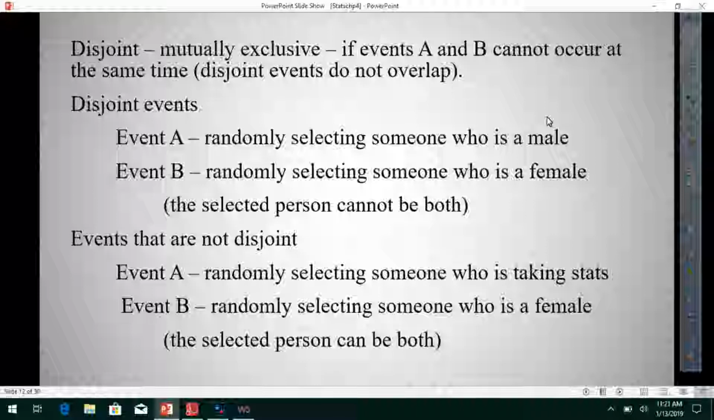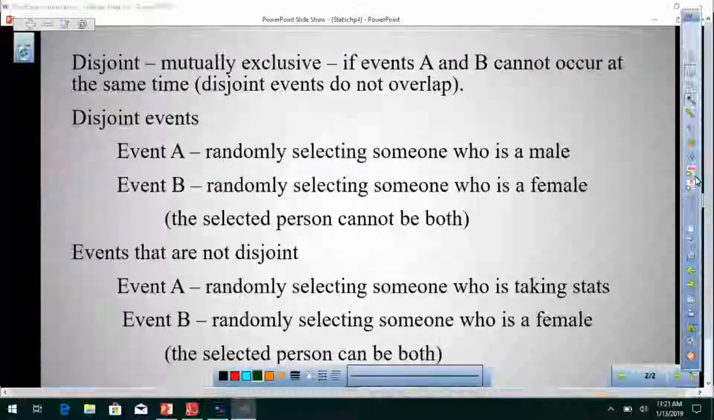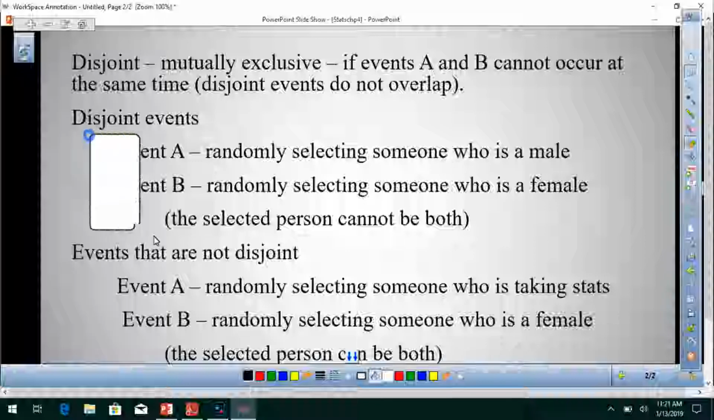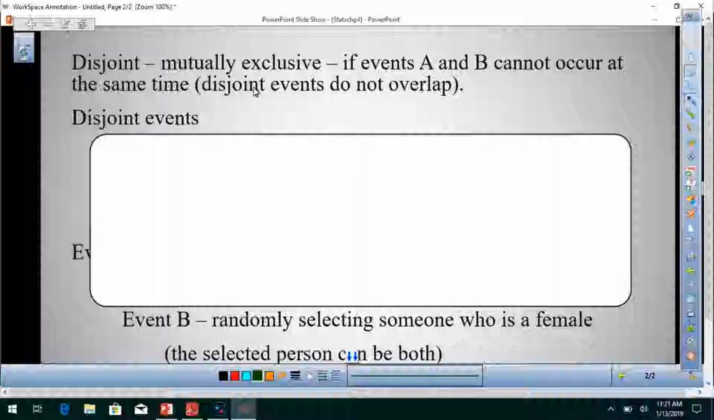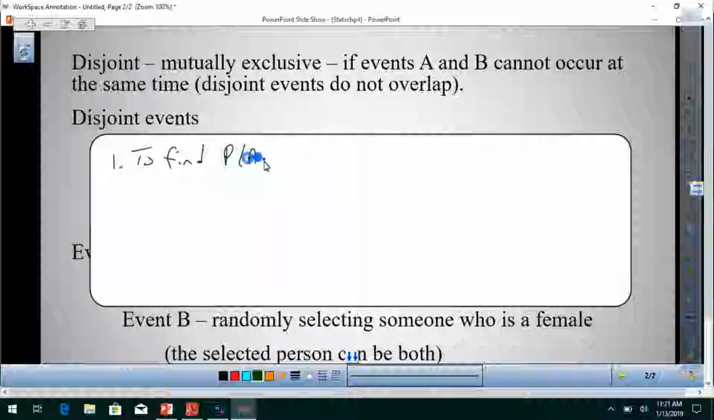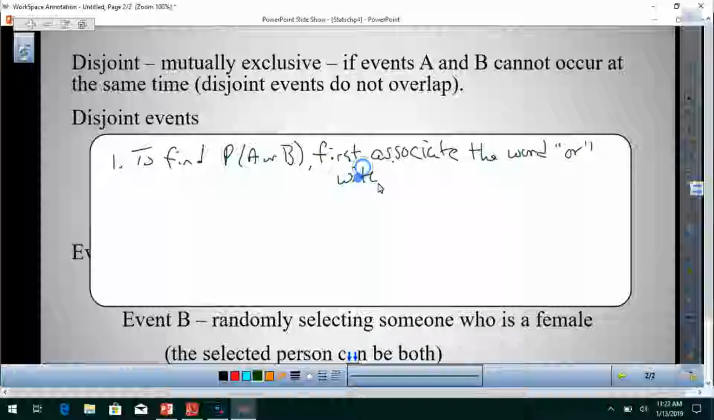Here is a summary of the key points to the addition rule. And let me write these. You probably need to put these in your notes. To find the probability of A or B, first associate the word "or" with addition. Put that in your notes.